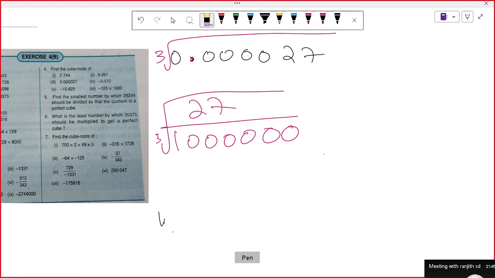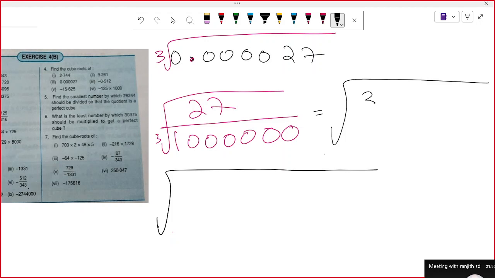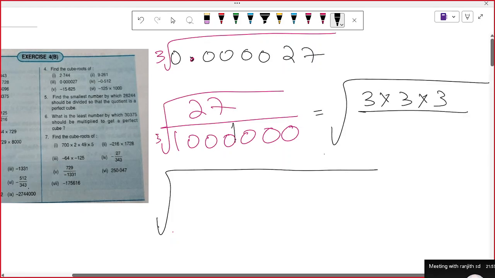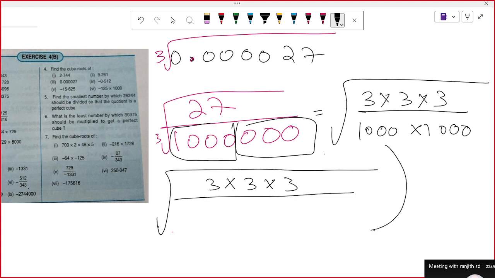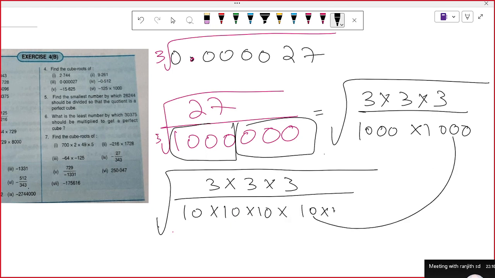Instead of this, for 27, what do you get in the numerator? 3 into 3 into 3. Write 3 times. And the denominator, instead of writing like this, I'll split it like this. It becomes 1000 into 1000. Now 3 into 3 into 3, I'll write as it is. For 1000, how many tens do you get? 3 tens. For another 1000, how many tens? 3 times. Total 6.